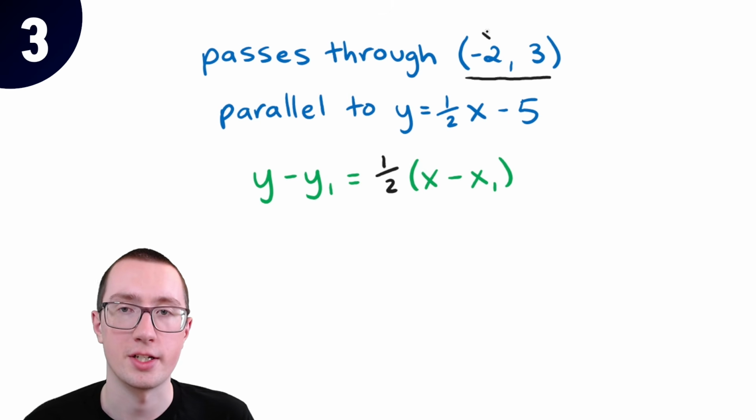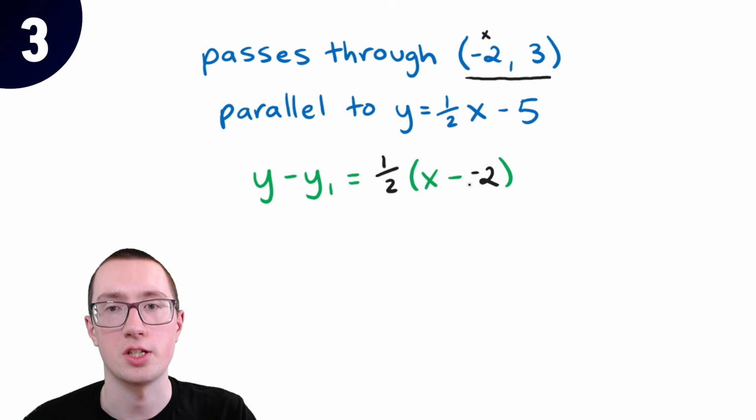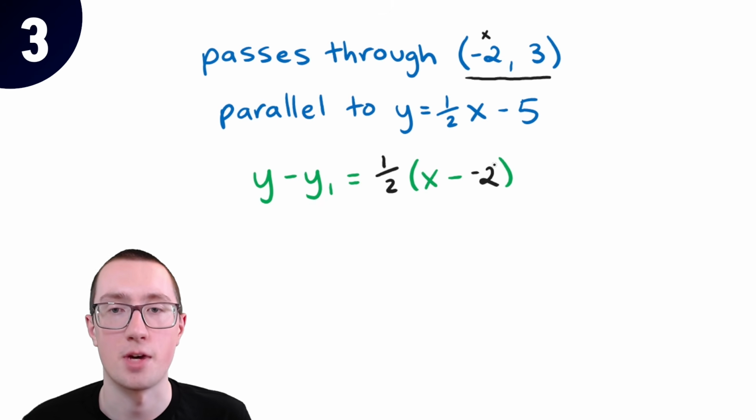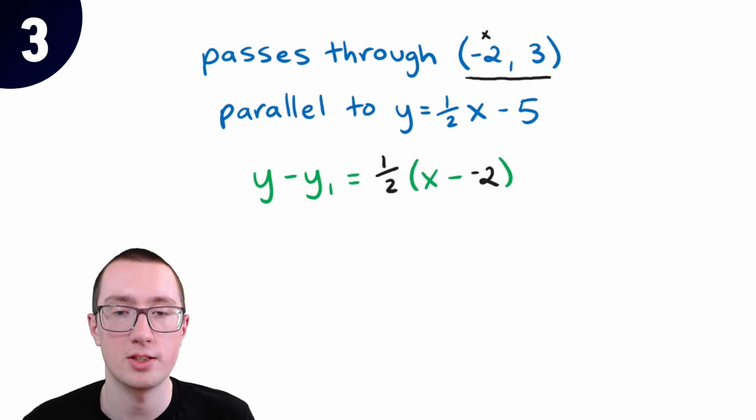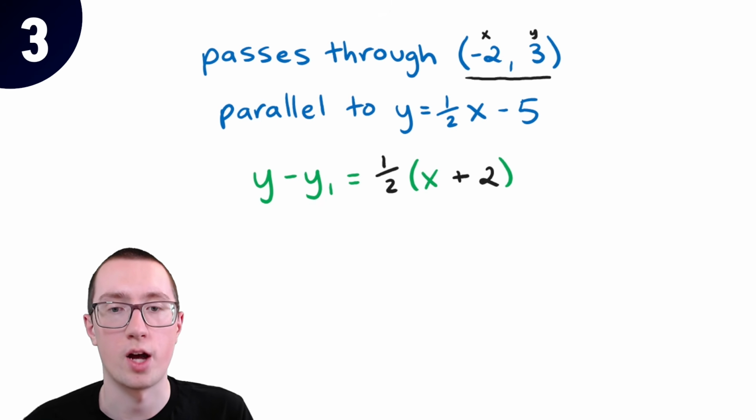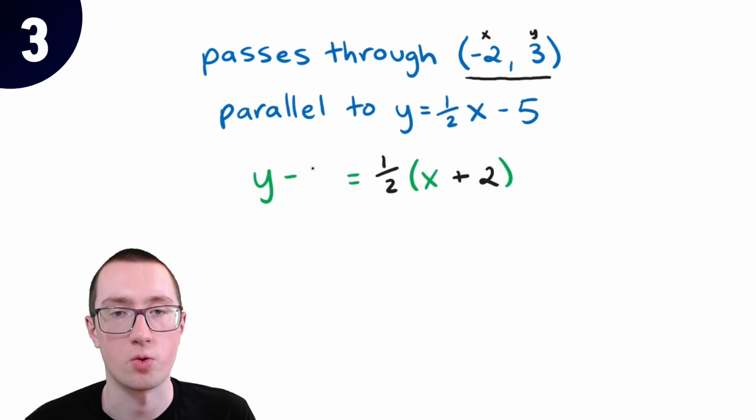So our x coordinate here, the number on the left, is -2. So instead of x1, I'm going to replace it with -2. And you'll see here that we actually have a double negative. We have minus minus 2. Two negatives make a positive, so instead of double minusing it, I'm just going to put a plus sign instead. And then our y coordinate of 3 is going to replace y1. So y1 is going to become 3.